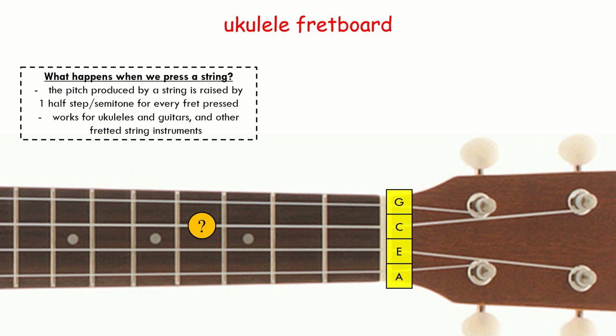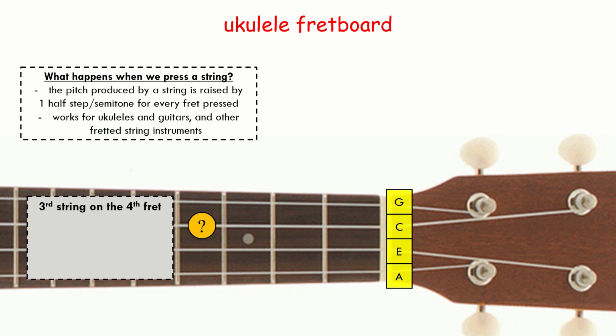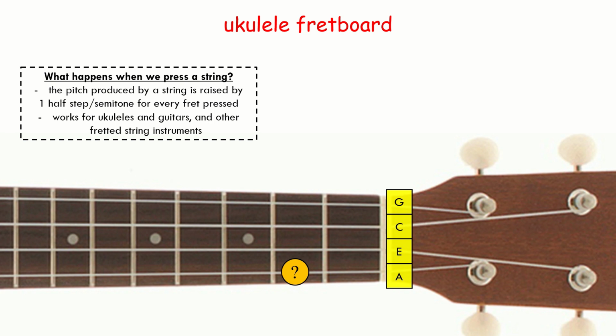First, what is the note produced when we press the fretboard over here? Here we are pressing the 3rd string on the 4th fret. This means that the pitch produced will be 4 half steps above the C note produced by the open 3rd string, which is E.